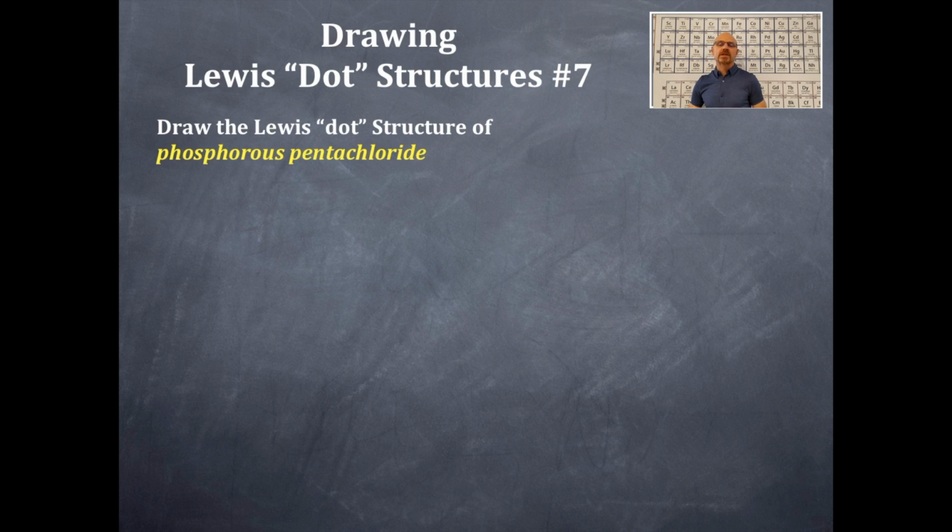So drawing Lewis dot structures, number 7. Today we're going to draw the Lewis dot structure of phosphorus pentachloride. The first thing that we need to do is get the formula for phosphorus pentachloride.